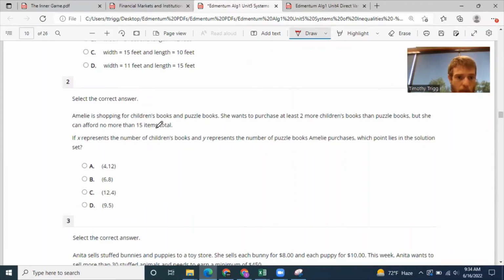Amelie is shopping for children's books and puzzle books. She wants to purchase at least 2 more children's books. So the children's books we're going to call X, and the puzzle books we're going to call Y. And she wants to purchase at least 2 more children's books than puzzle books. Okay, so if we take the number of children's books, she wants to purchase at least 2 more children's books than puzzle books. So the children's books is going to be greater than or equal to the puzzle books plus 2.